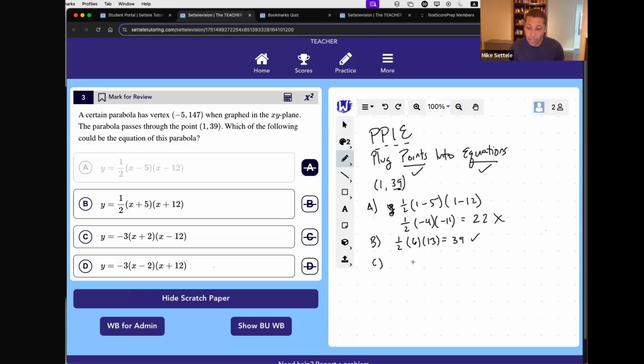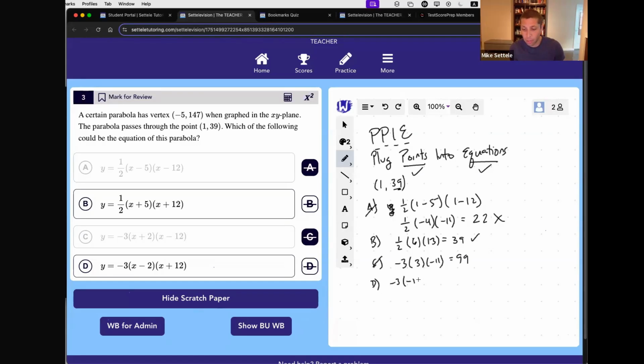But I can't stop there. I got to go all the way through, because you never know. Sometimes multiple choices might work, but this is okay. -3 times 3 times -11. Well, that's what, 99? Am I doing that right? Certainly not 39 there, though. So that gets rid of another choice. Get rid of that.